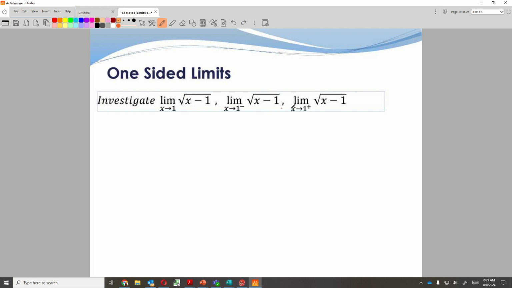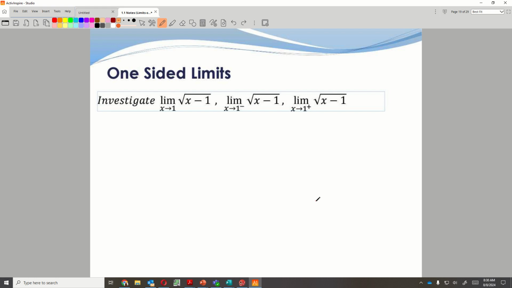So now we're going to investigate these limits. We're going to find the limit as x approaches 1, the limit as x approaches 1 from the left, and x approaches 1 from the right. Now, do we have a problem with this one right here? Think of just mathematically before you graph any of this. What's the problem with my domain? It can't be below 1, right?